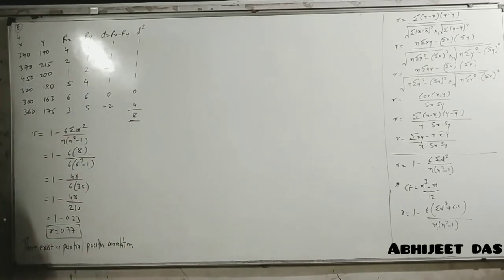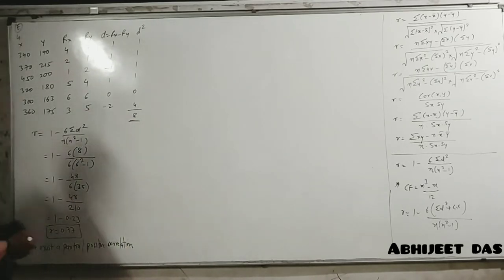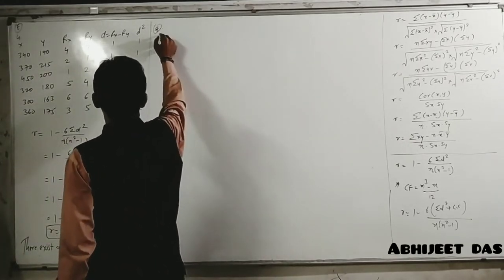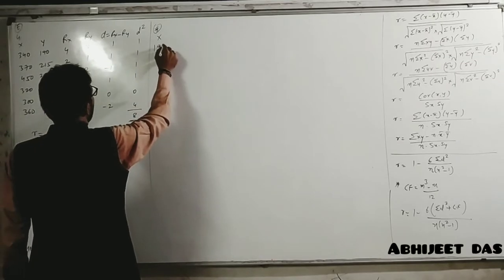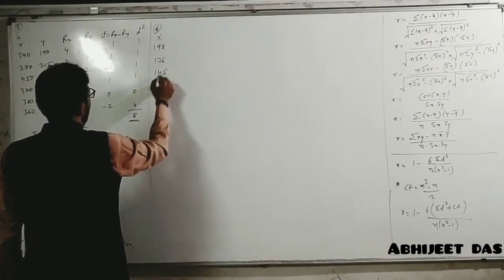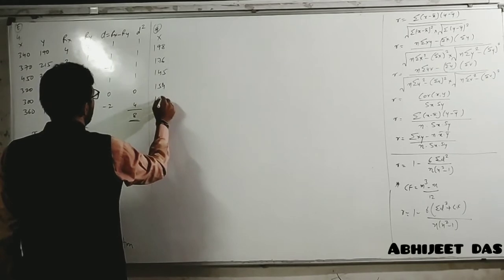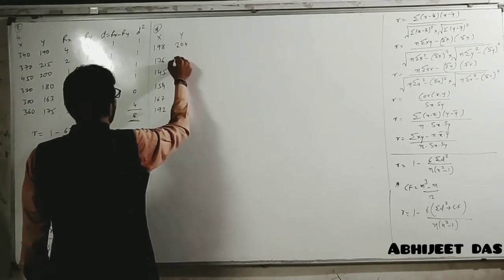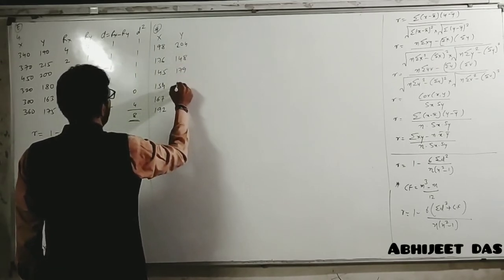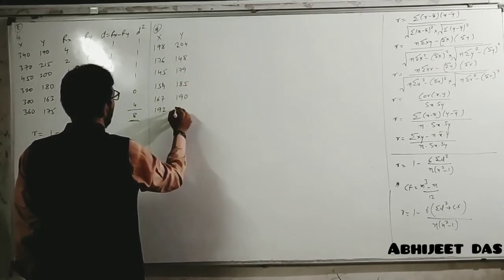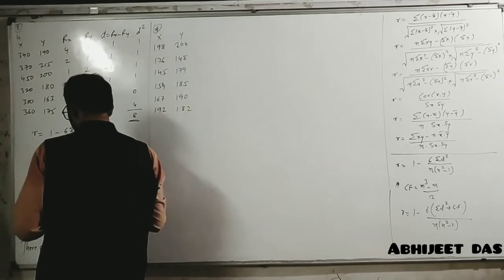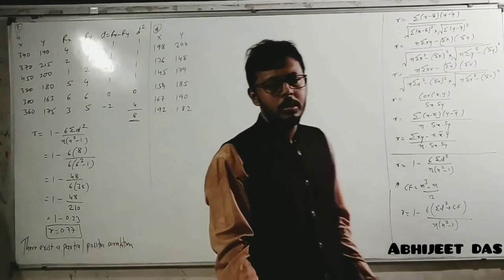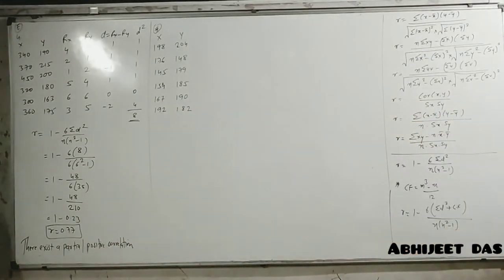Okay, allocating of ranks is very important. Giving you a sum for practice. X: 198, 176, 145, 154, 167, 192. Y: 204, 148, 179, 185, 190, 182. Okay. Solve it. Give the ranks to the variables and come on, solve it. Giving you 3 minutes to solve this sum.